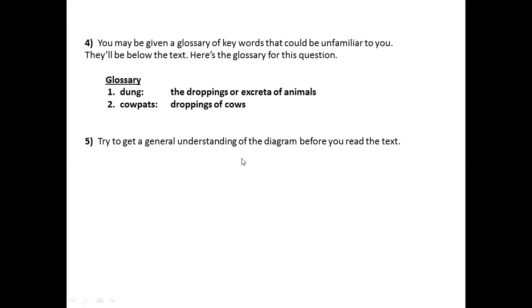Okay, so after that, you need to try to get a general understanding of the diagram before you read the text. At least you need to try to understand what is in front of you, okay? So don't start reading the text before you understand what is required from you, what you need to label.